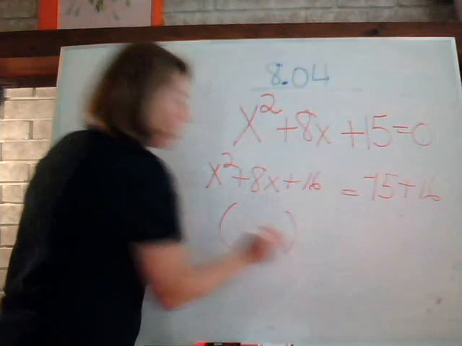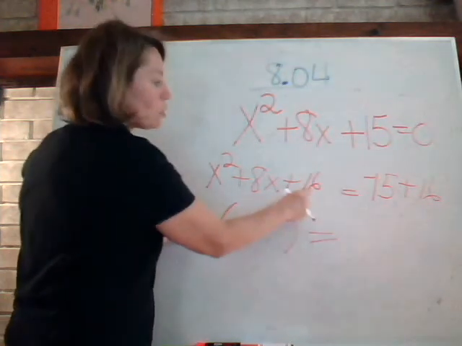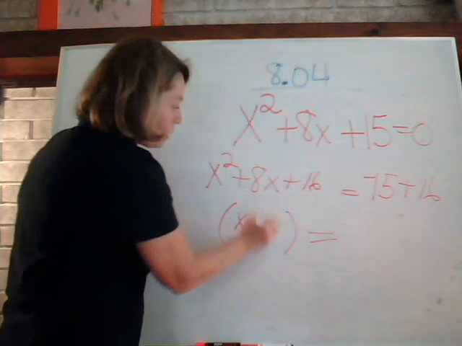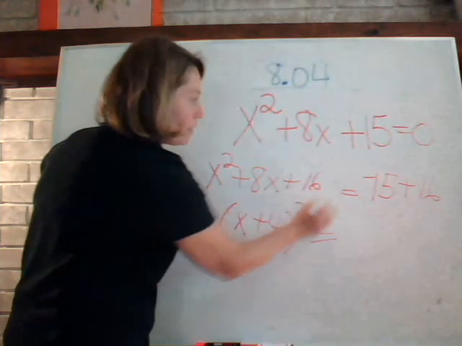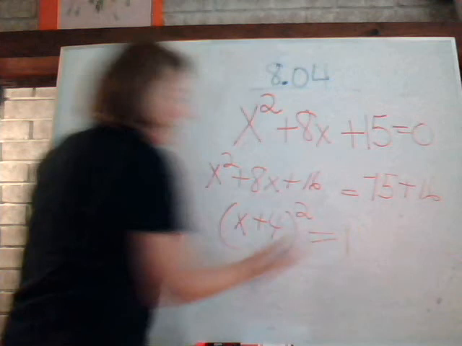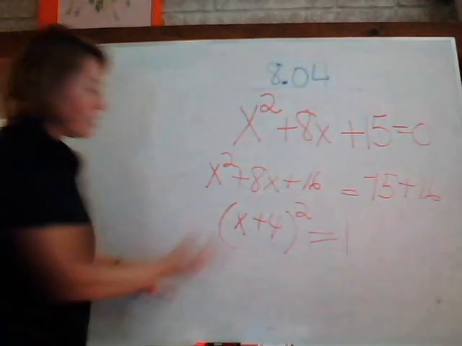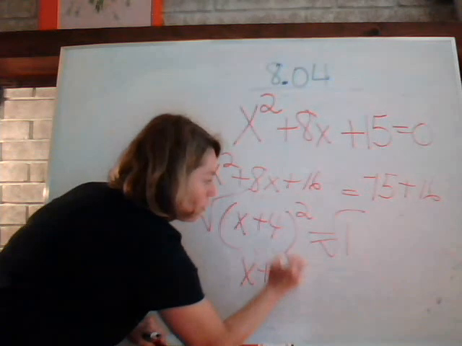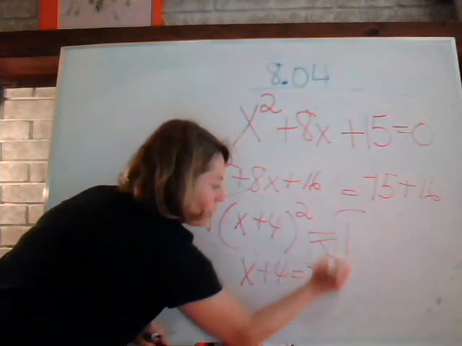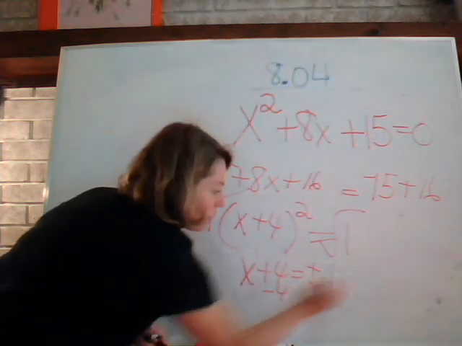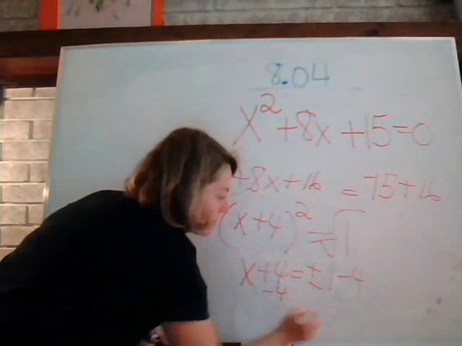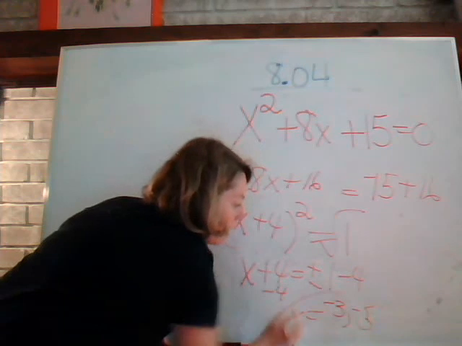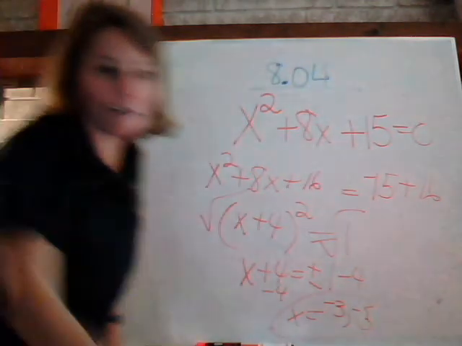Now I'm going to factor. What was my magic number? Square root of that, half of that. Magic number is 4. X plus 4, quantity squared, equals positive 1. How do I undo this? Square root the left, square root the right. X plus 4 equals plus or minus square root of 1, which is 1. Minus 4, minus 4. X is negative 3 and negative 5. And I'm done. Hopefully you got it right.